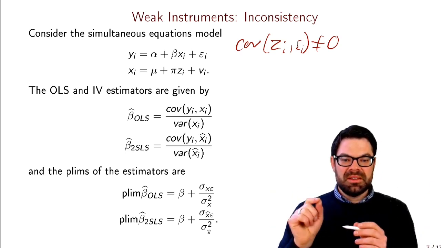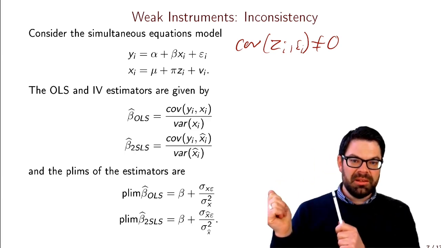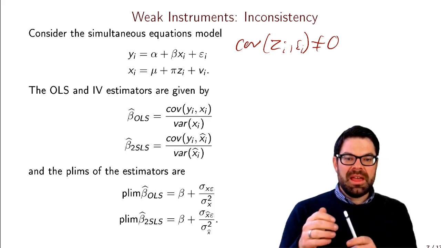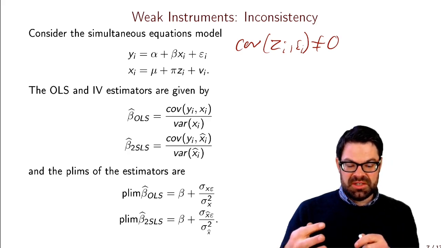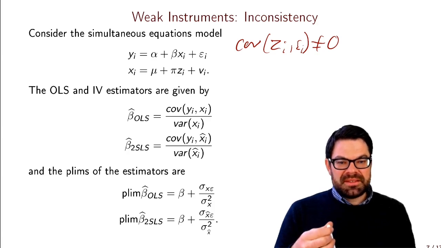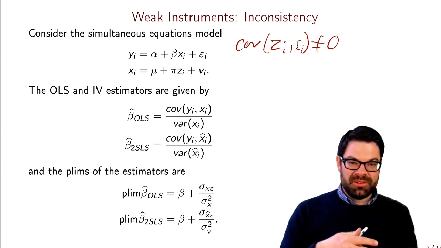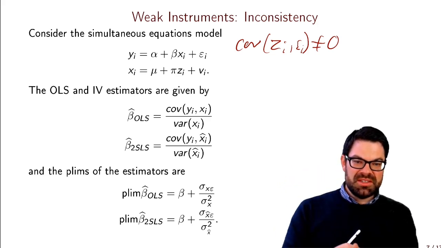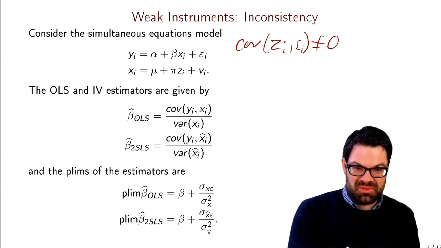Now, to see this, what we're going to do is just look at a simple model where we just have one instrument and one endogenous regressor. And we're going to again compare OLS and two-stage least squares. Okay? So OLS is, again, just a projection of the outcome on the regressor here, whereas two-stage least squares is a projection of the outcome on the regressor that is predicted by the instrument.